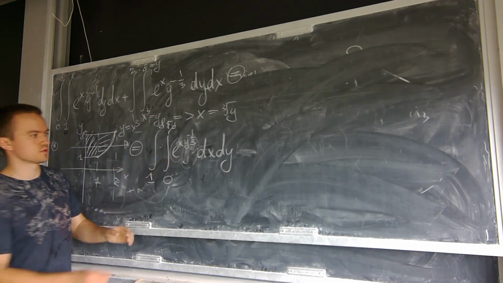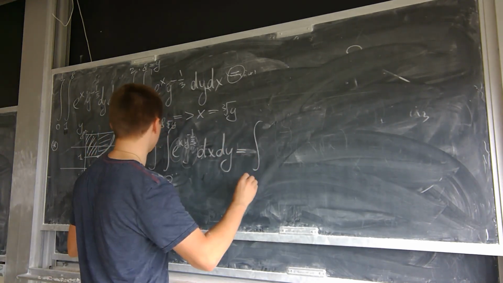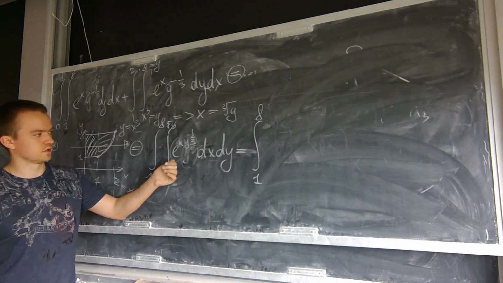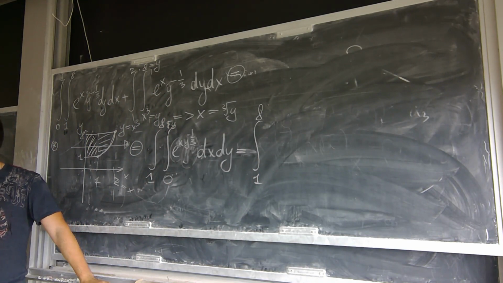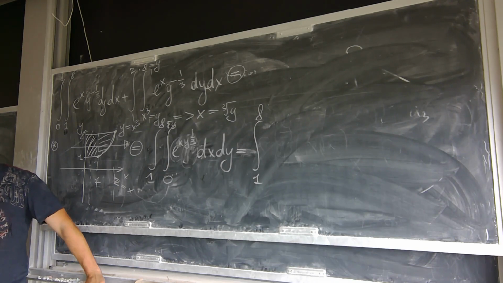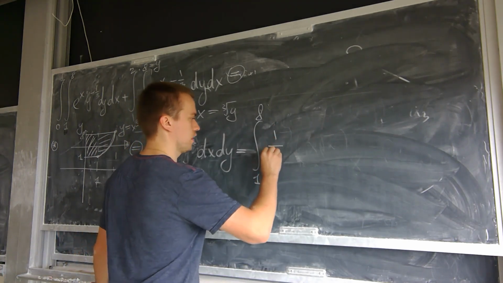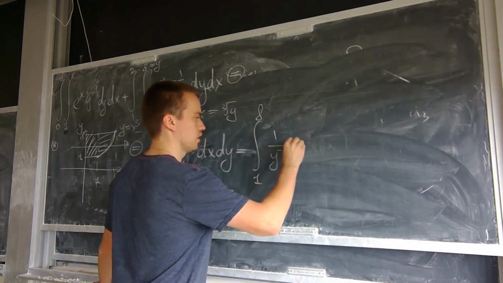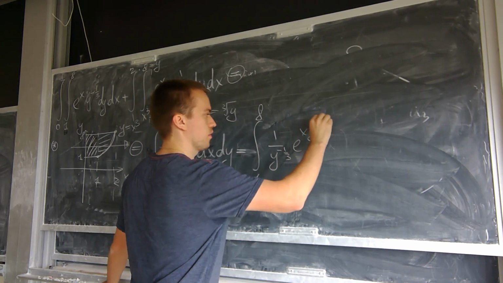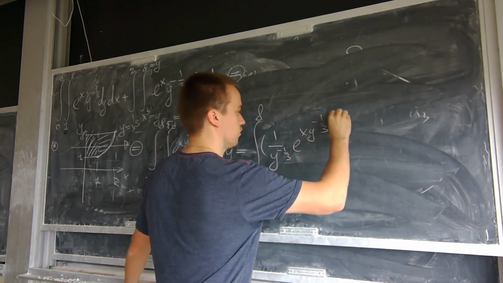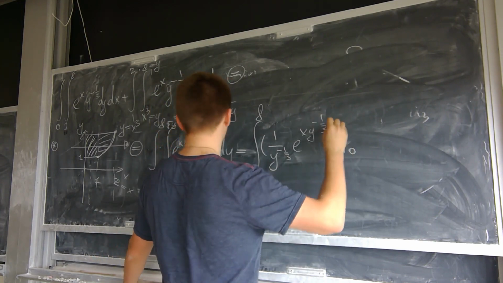Okay, so let's evaluate this one. So what will I get? What is my first integral? My integral is from 1 to 8. So what is the integral of this function? The e to the x y to the negative 1/3 over y to the negative 1/3. So we have 1 over y to the negative 1/3, e to the x y to the negative 1/3, and the whole thing is from 0.